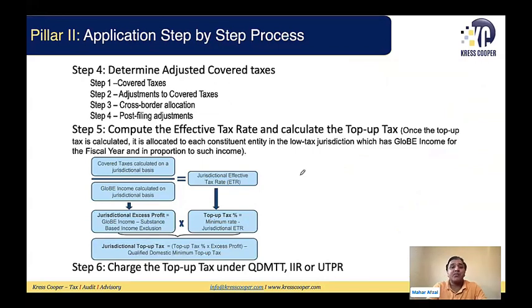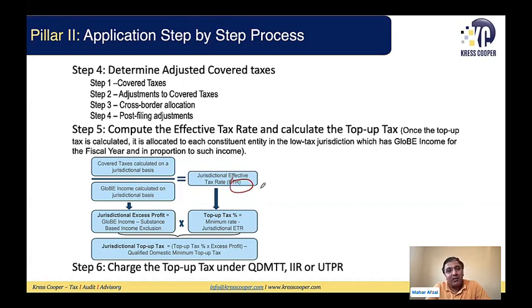Then you need to apply this formula to calculate the effective tax rate. Effective tax rate, as I mentioned, will be total taxes divided by global income, multiplied by 100. You will get the effective tax rate. Then you need to compare this effective tax rate with 15%. If this is less than 15%, you need to apply and collect further taxes. If this is more than 15%, then this is fine.